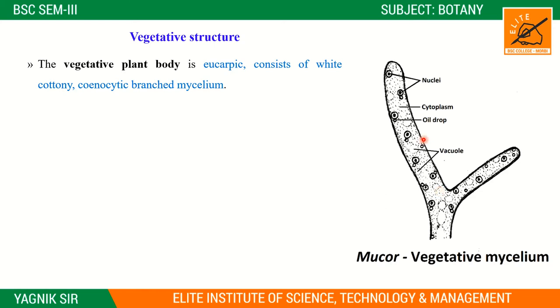And this structure is a white cottony structure, similar to cotton. This mycelium is branched, not unbranched. So these are the common characteristics of the vegetative mycelium of Mucor. This vegetative plant body is eucarpic, consisting of white cottony, coenocytic, that means aseptate, and multinucleated branched mycelium.